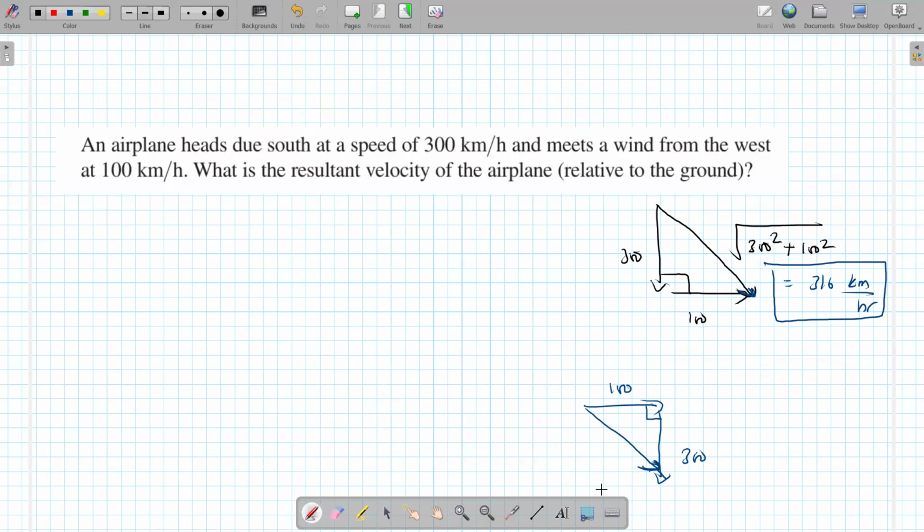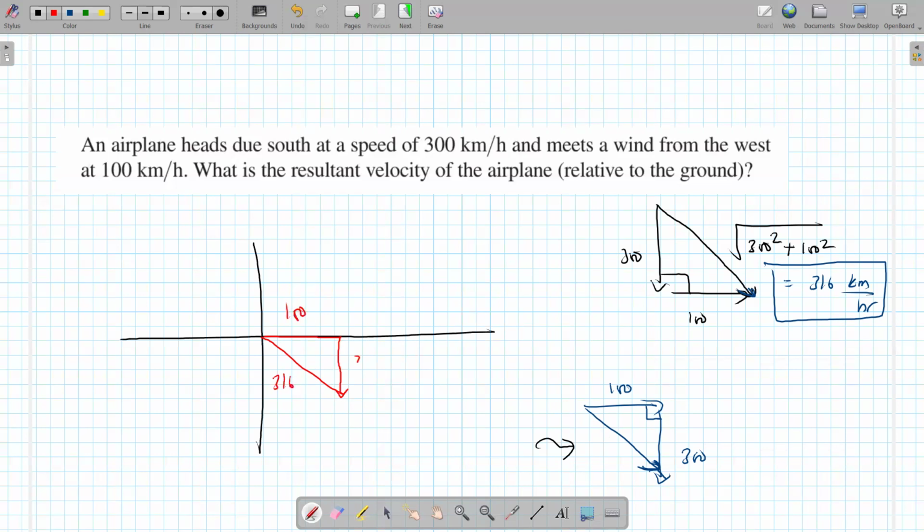I'm going to focus on which one would be the easiest. I'm going to focus on this one. In our triangle, again, this is up to you, you can position this wherever you want. I'm going to position it at the origin because that's the easiest thing to do. We know this is 316, this was 100, and this is 300. What I'm going to do is find this angle. We know this is a 90 degree. I'm going to call that theta.